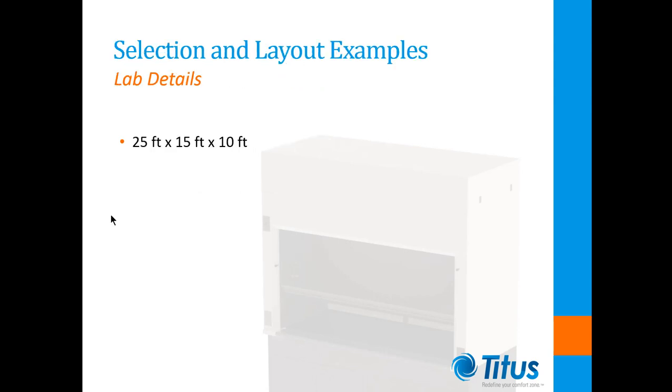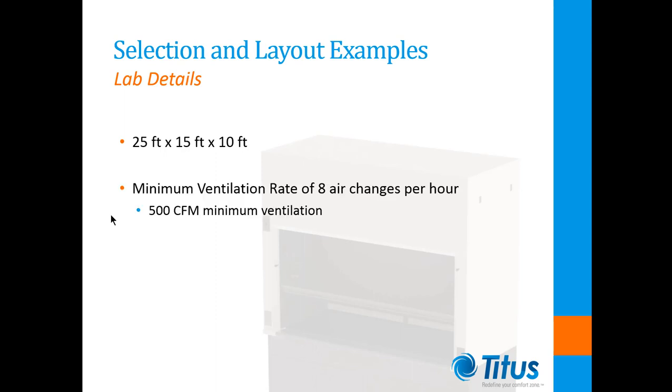Now we'll take a look at a few examples. For these examples, we will consider a 25-foot by 15-foot lab with a 10-foot ceiling. In these examples, the minimum ventilation rate will be 8 air changes per hour, which is 500 CFM based on the room volume. In order to maintain negative pressurization in this space, we will maintain a supply airflow rate of 250 CFM less than the exhaust flow rate.